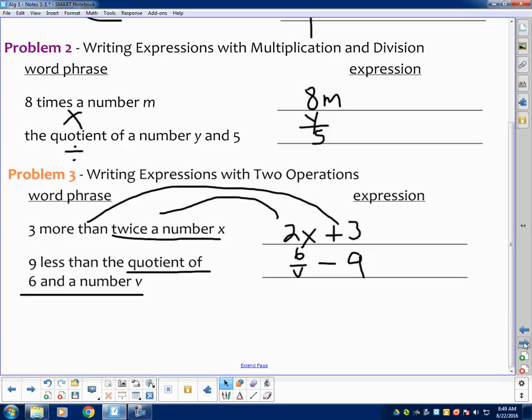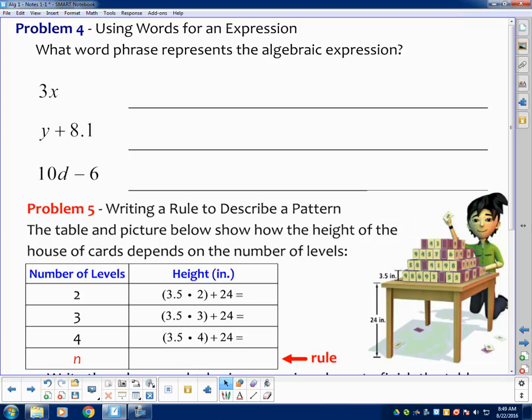All right. Now, one more short little page here. Using words for an expression. What word phrase represents the algebraic expression? Okay, so these we're going in reverse. So 3x, there's lots of different ways you could write that. You could write it as 3 times the number x, if you were to follow the example from the previous page, or 3 times x, or the product of 3 and x. There's more than one way to write that. But 3x, you could just write 3 times the number x for that.